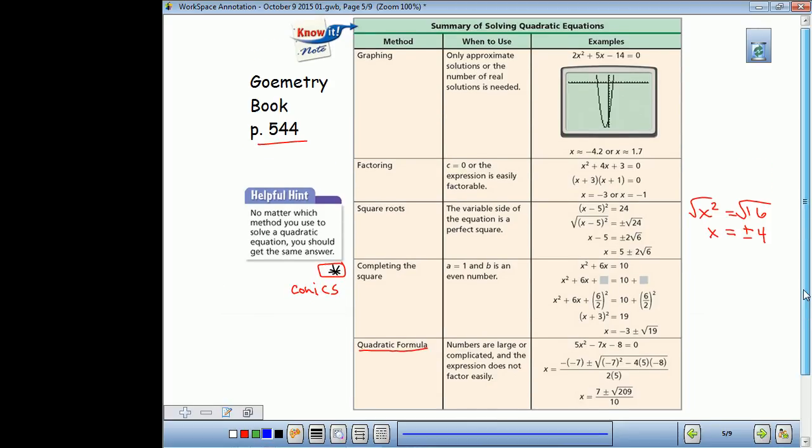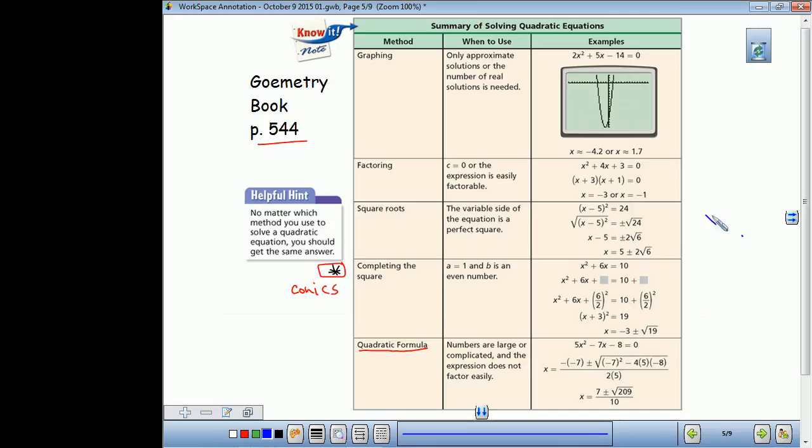Okay, guys, this is in your geometry book. It's on page 544, so no need to write it down. But this is a summary of all the ways we have learned to solve quadratic equations. Now, we know how to graph a quadratic, don't we? And so, if it were set equal to 0, that would give us the zeros, or those x-intercepts, right? Okay, we know how to factor to solve. We know how to take square roots of both sides if it's already written as a perfect square.